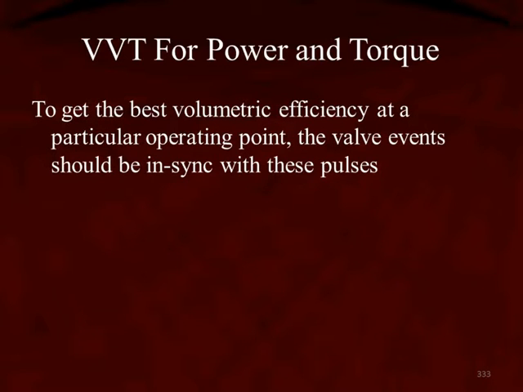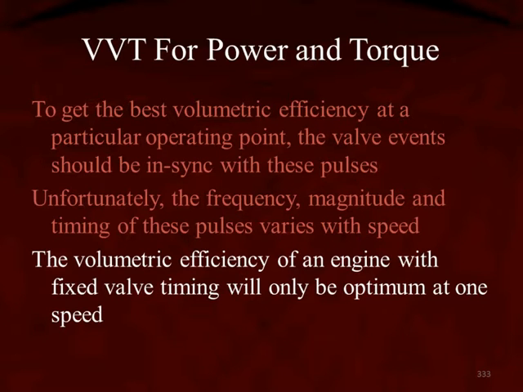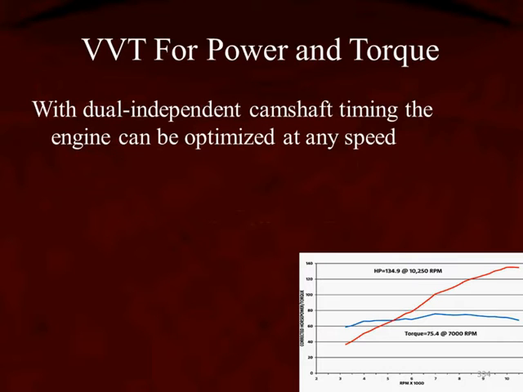Now, in order to get the best power and torque, and to say it another way, to have the highest volumetric efficiency at any given operating range, at any given engine RPM versus load, the valve events should be in sync with these pulses. On a fixed cam engine, unfortunately, the frequency, the magnitude, and the timing of these pulses change and vary with speed and load, so we can't compensate for them. The volumetric efficiency of an engine with a fixed valve timing is only going to be optimized at one speed.